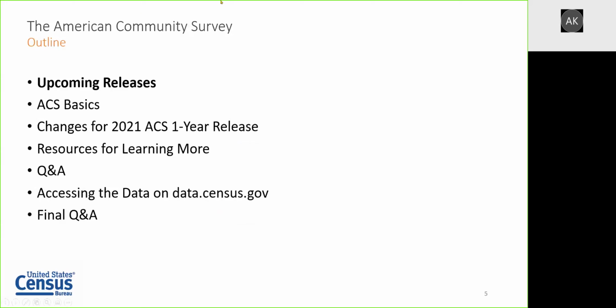Thanks, Jewel. Before we get started, I would like to quickly outline what we'll be covering today. First, we're going to talk a little bit about next week's 2021 ACS one-year, or American Community Survey, release. Then we'll briefly cover some ACS basics for those who might be new to the survey or for those who just want a little bit of a refresher. Then we're going to be going over updates specific to the 2021 ACS one-year release, such as methodology and content for this release.